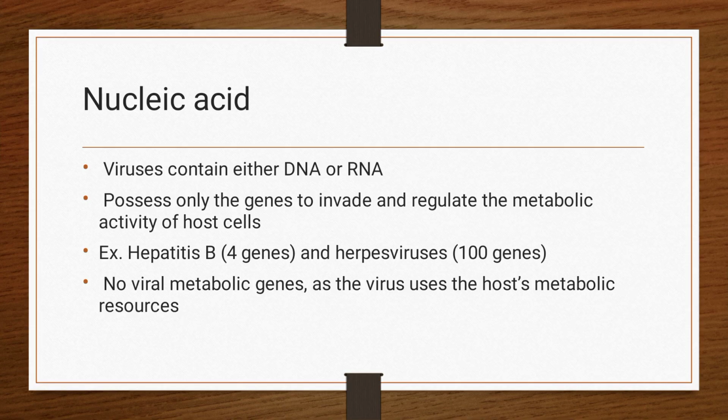Nucleic acid. Virus contains either DNA or RNA, not both. Possess only the genes to invade and regulate the metabolic activity of the host cell. For example, hepatitis B has 4 genes and herpes virus has 100 genes. No viral metabolic genes, as the virus uses the host metabolic resources.